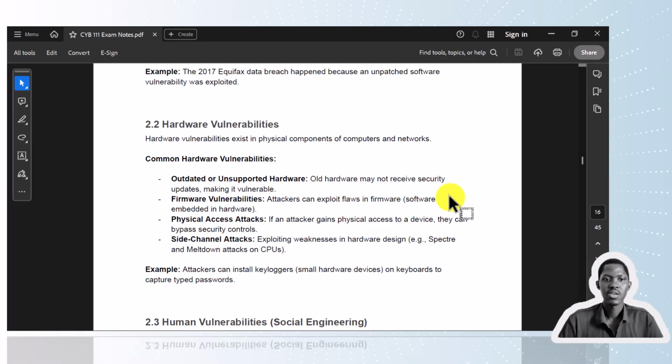Now, for example, attackers can install keyloggers, small hardware devices, on keyboards to capture your typed passwords. That's an example. So that is targeting the hardware, right? Keyboard.